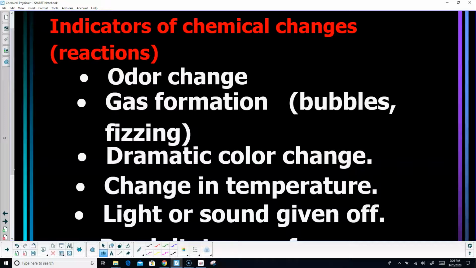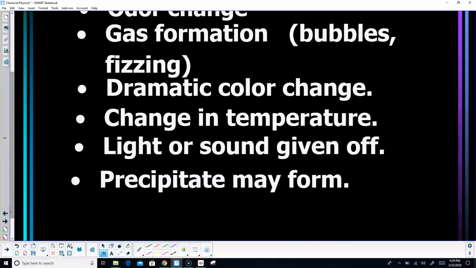A dramatic color change. When you take wood and you burn it, it looks different. It turns black. So when things change color, that's usually a pretty good indicator there's a chemical reaction taking place. Change in temperature, either something getting hot or getting cold. Thinking back to these burning logs, one of the reasons you burn logs is because they give off heat. As it undergoes those chemical changes, it releases that energy stored in chemical bonds. So changes in temperature can be indicators of a chemical change.